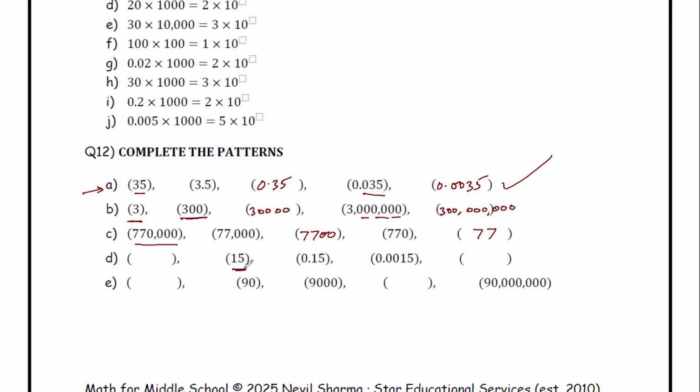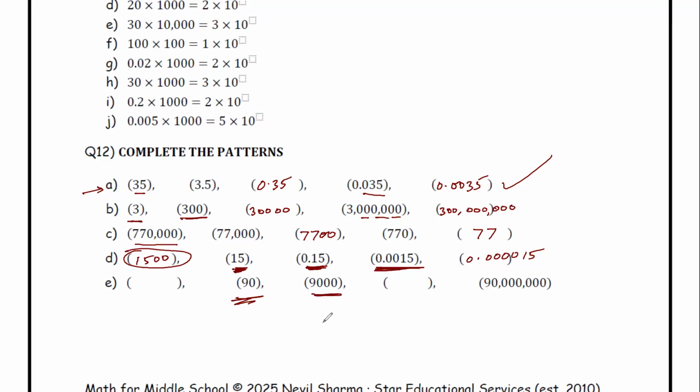Now this one, if you look at this and this, 15 gets divided by 100 becomes 0.15. 0.15 gets divided by 100 becomes 0.0015. So obviously we're expecting 4 zeros before the 15, like that. And out here, this number gets divided by 100 and becomes 15, so obviously we have 1500 out here. Make sense?